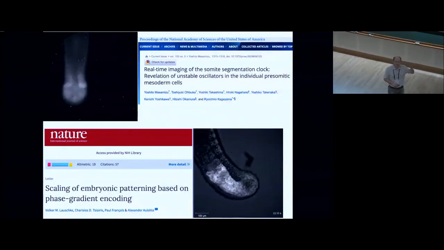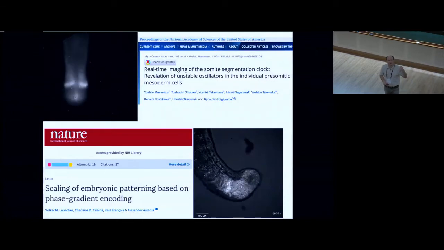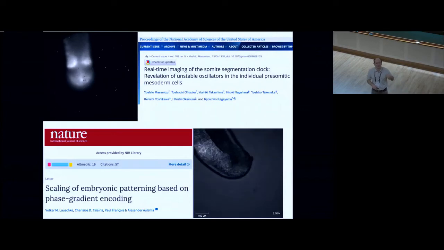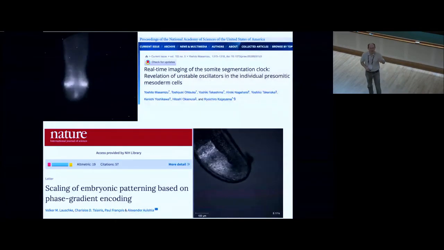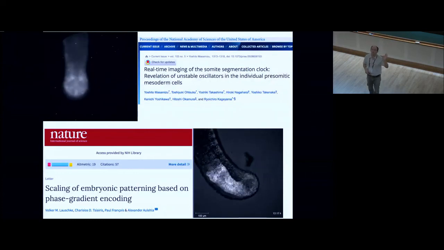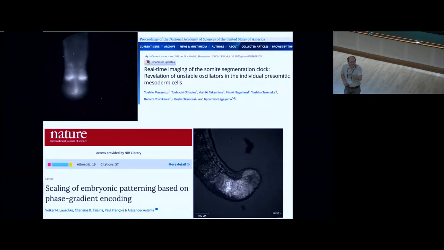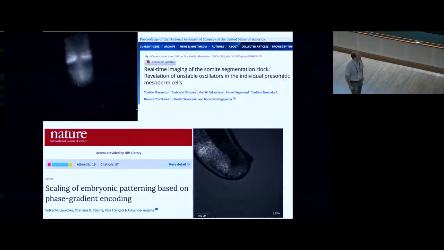So here, what you actually do is that you have a GFP reporter for a gene called lunatic fringe, which is a gene in the notch signaling pathway. But this is for mouse. In zebrafish they made an actual fusion protein, where you really monitor the real oscillations.